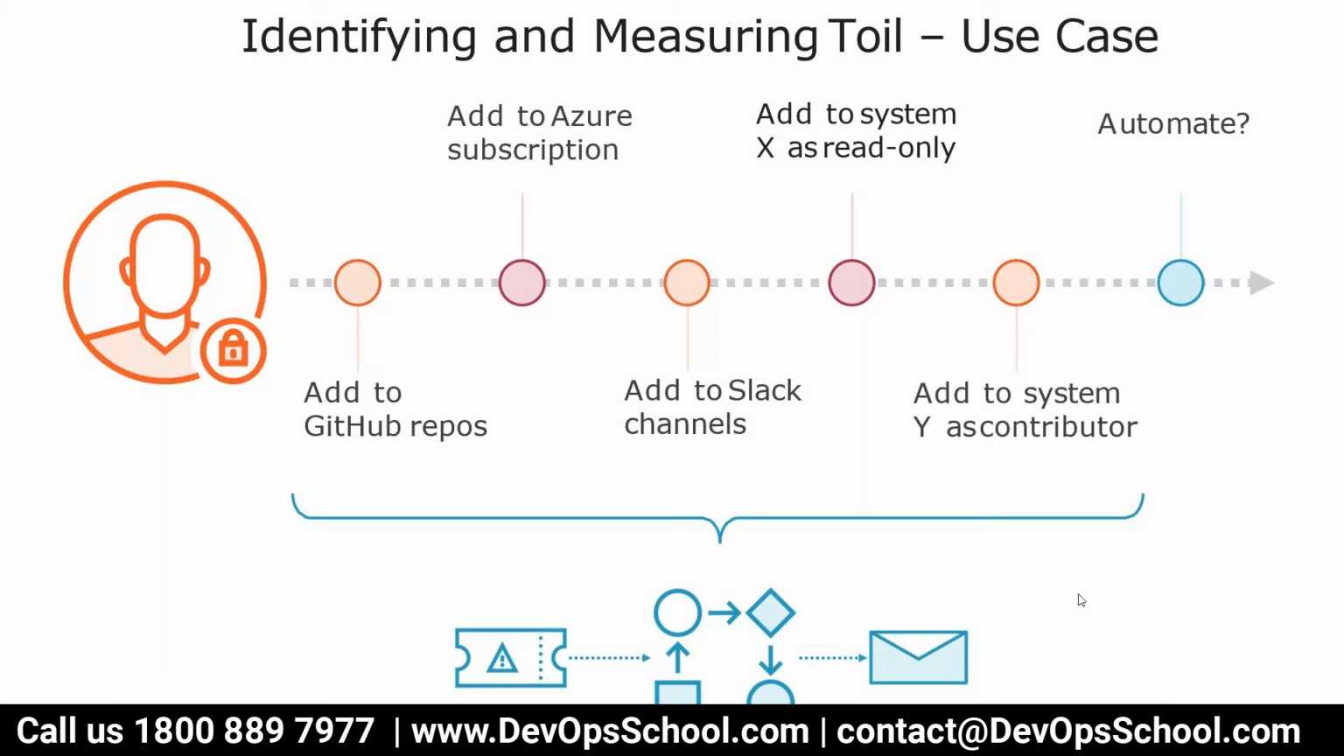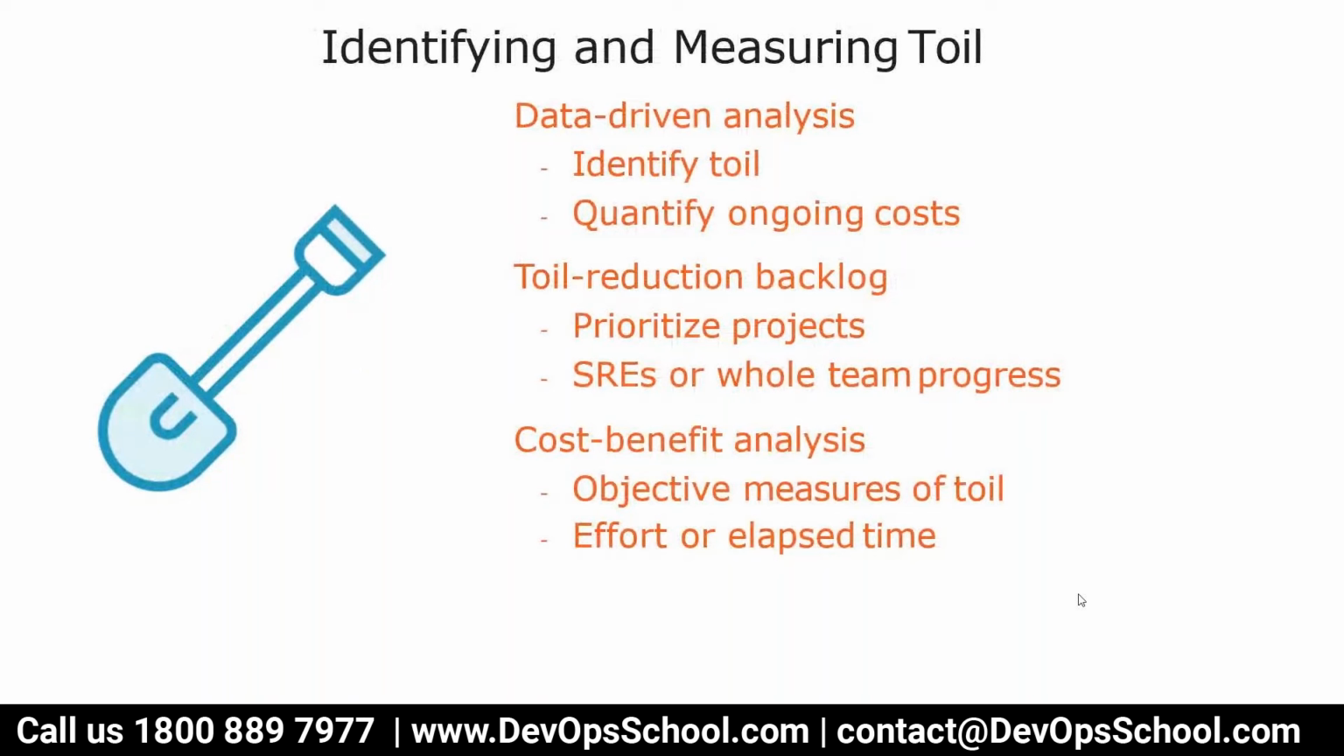So adding to an Azure subscription, automation can be possible. Adding to Slack channels, can it be possible? Adding to some systems with certain access can be possible. So we need to define this, identify. While identifying and measuring toil, you need to be driven by data. Identify the toil and then quantify the cost involved to automate it.